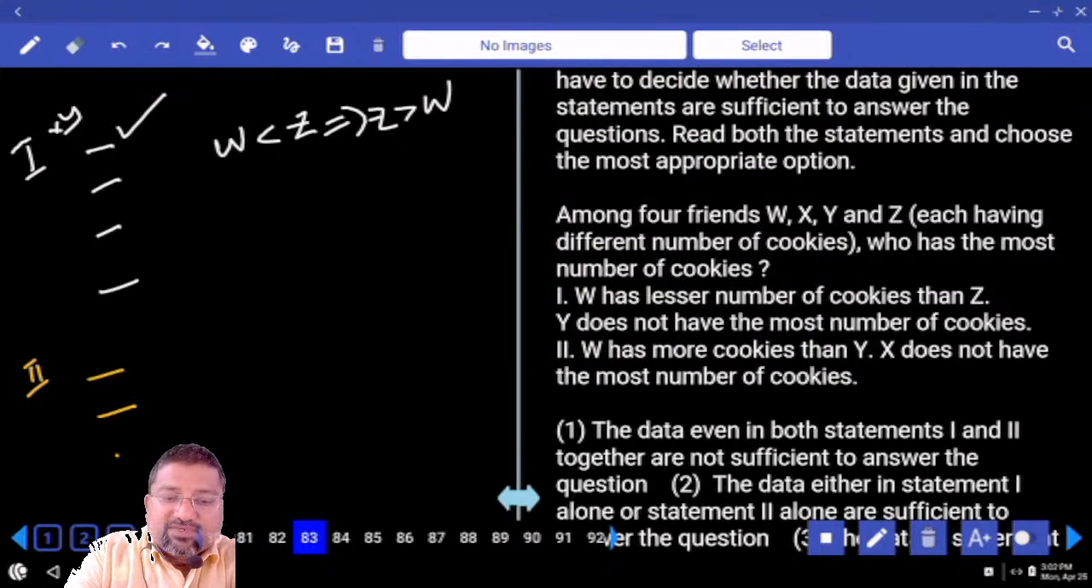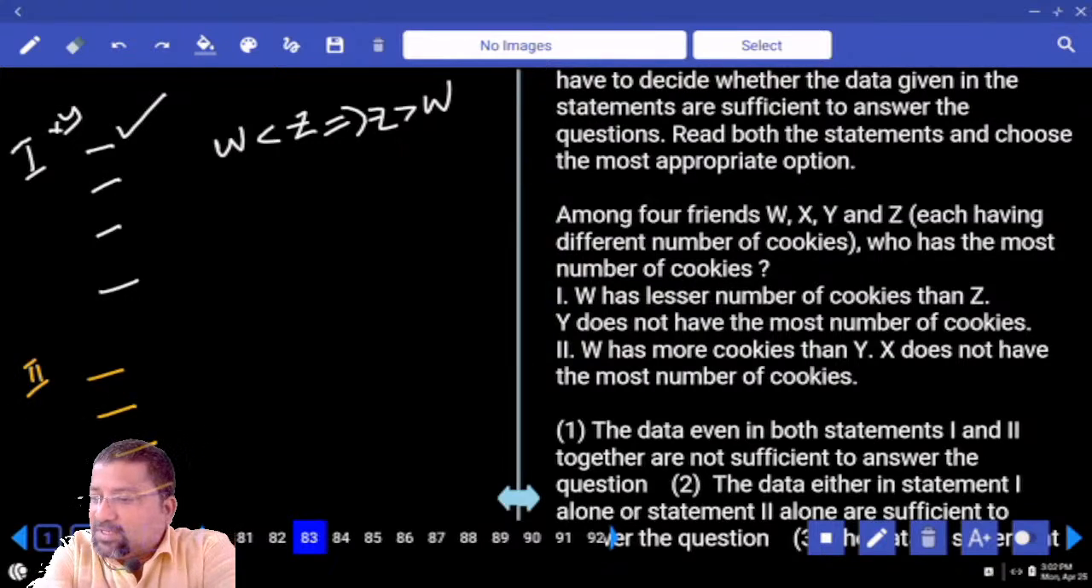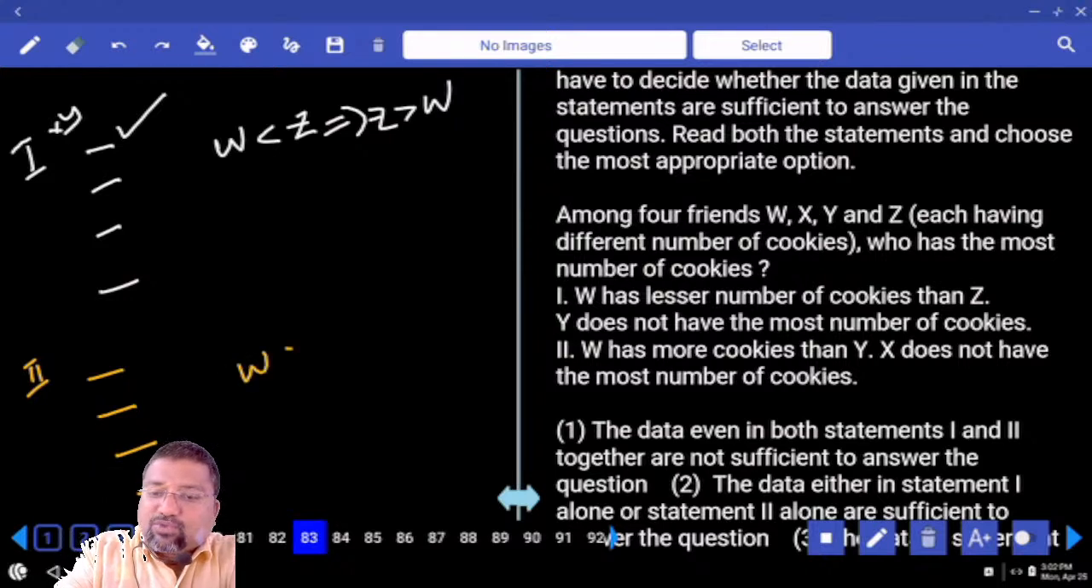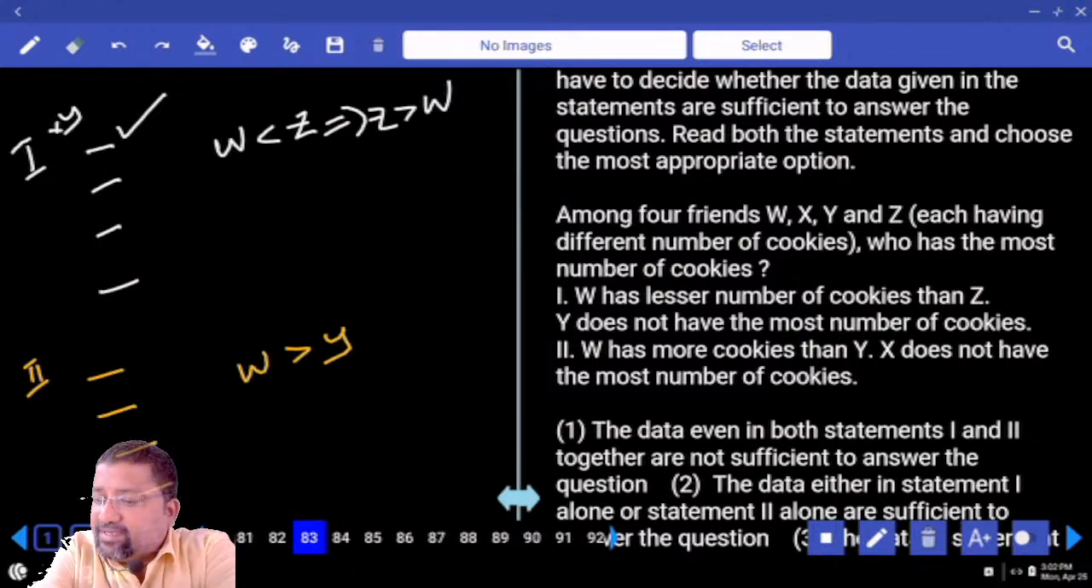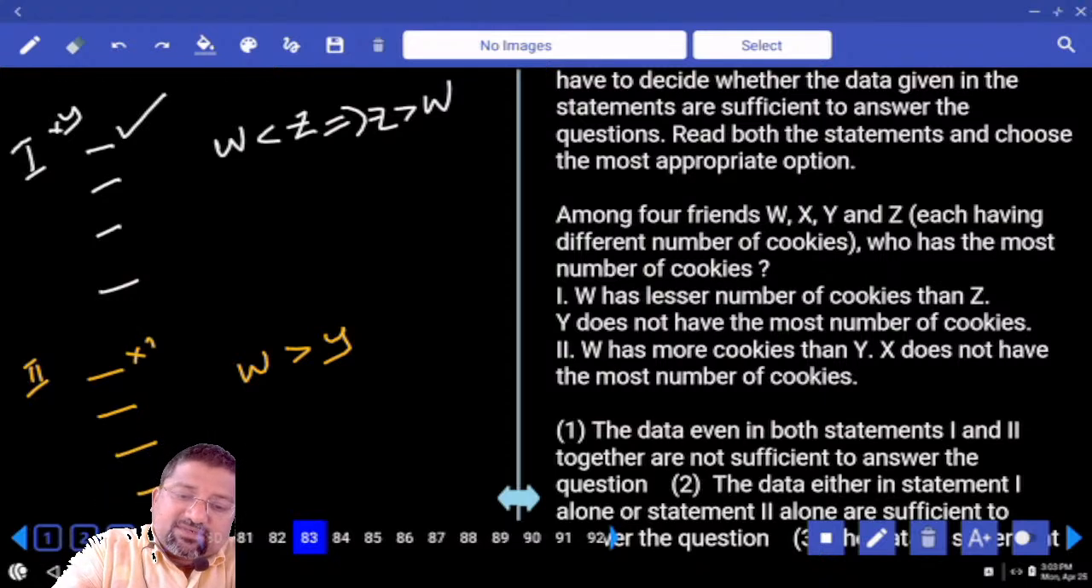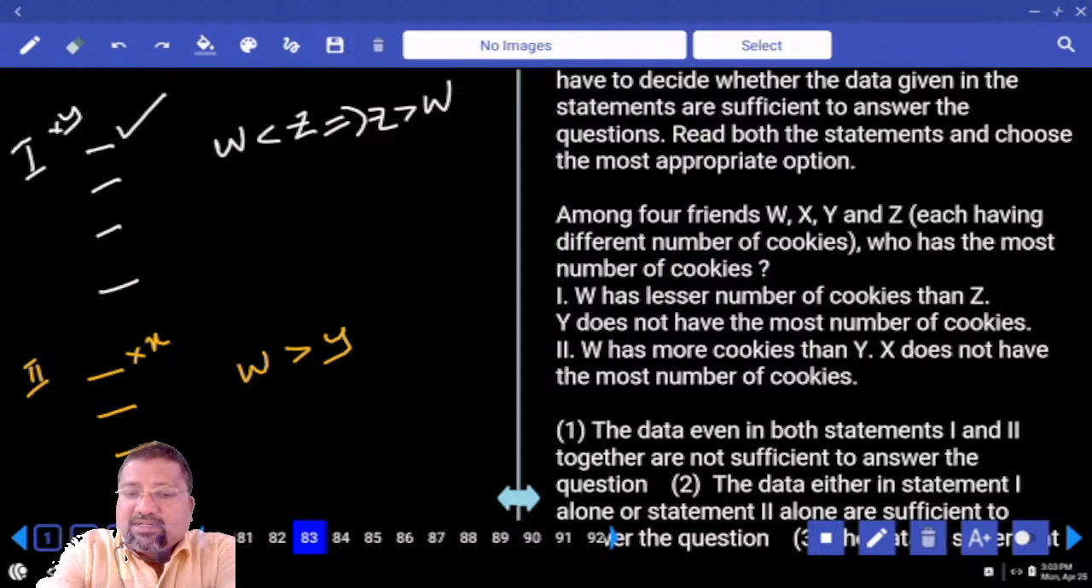My duty is to go for 2. W has more cookies than Y. X does not have the most number of cookies. This is not X. Any possibility here? In the second we don't have information about Z. Combine both 1 and 2.